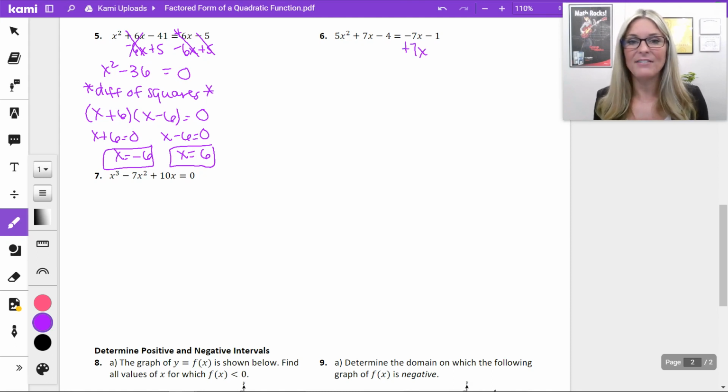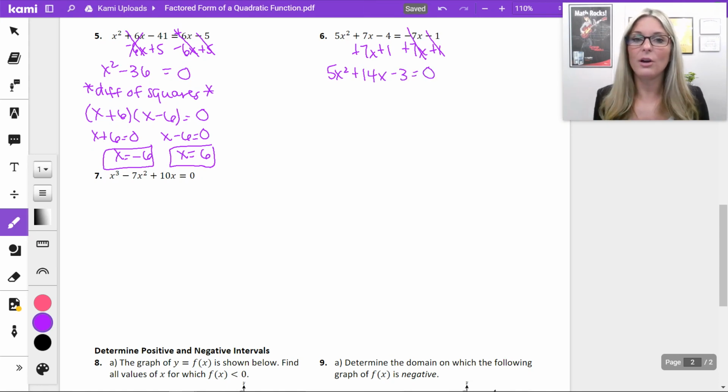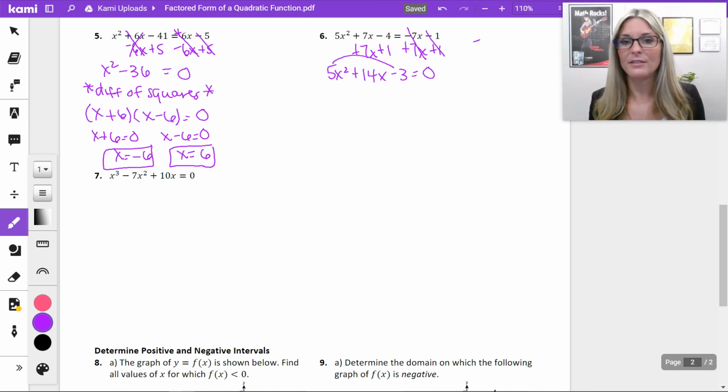So I'm going to add the 7x to both sides, also adding 1 to both sides to eliminate everything on the right side. Our new quadratic, 5x squared plus 14x minus 3 equals 0. Now this time our leading coefficient is 5. I should multiply the 5 times the 3, gives me negative 15. I'm thinking about factors of negative 15 that will add up to positive 14. That's going to be 15 and negative 1.